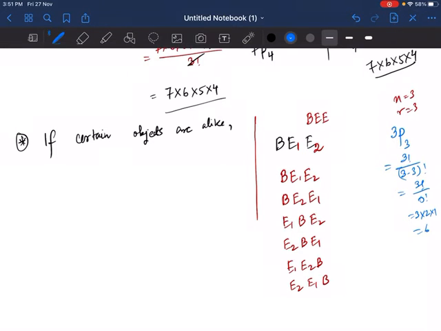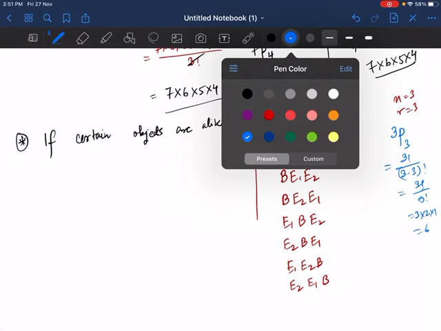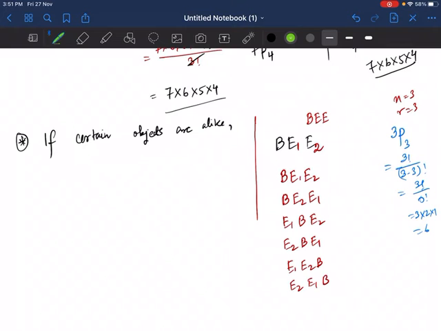But is that the answer? No, it's not the answer. Why? The reason is that we have written E1 and E2. Now, do we write English alphabets like that? Suppose I have a word, say, room. In that word, these two letters, are they different? Is this one O1 and this one O2? They are not different. It's the same letter O, right?